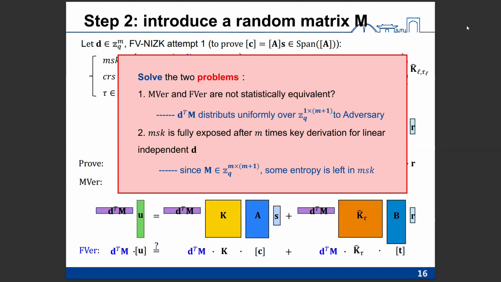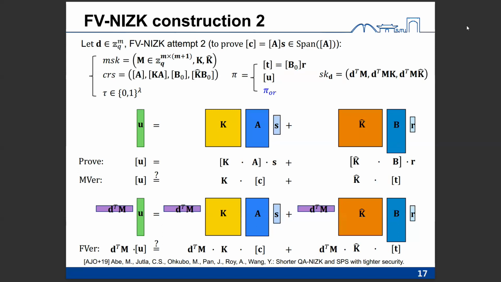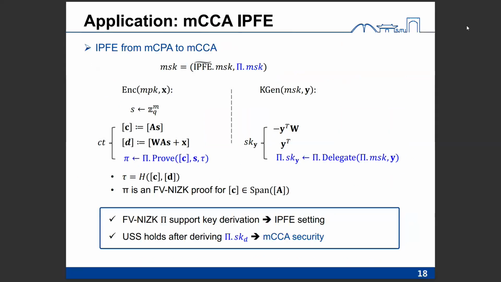Okay, but that's just the first construction, which starts from the DV-NISC. In the work AJO+19, we can construct another FV-NISC scheme, and they share a similar idea, so we may safely omit these slides. Now we will show two applications of our FV-NISC.